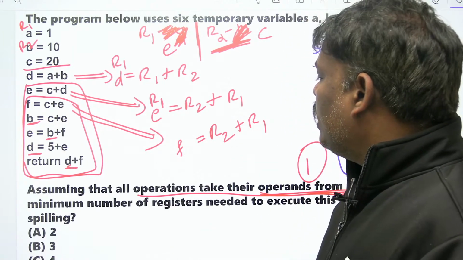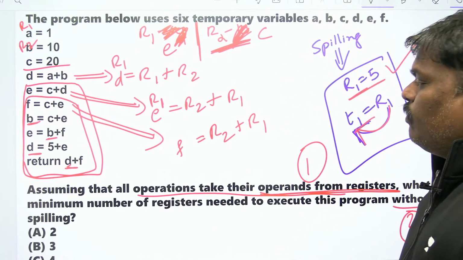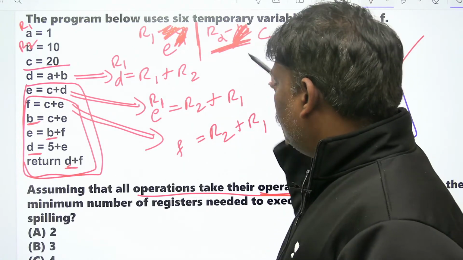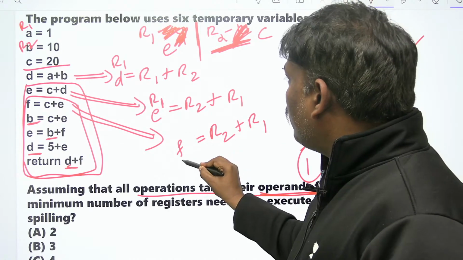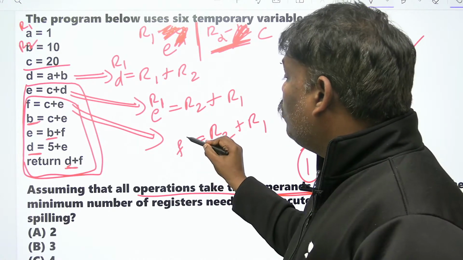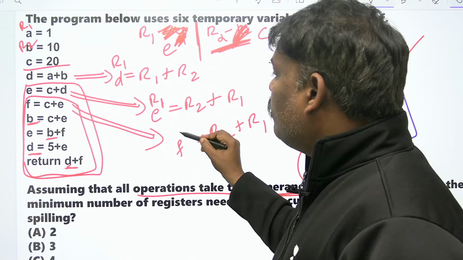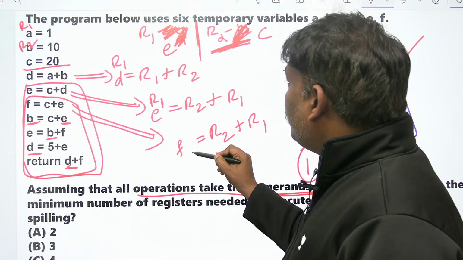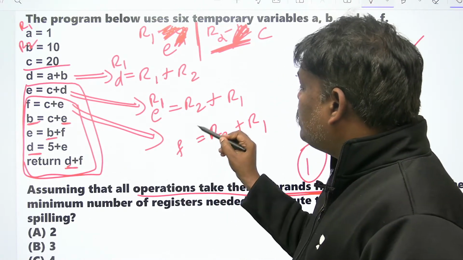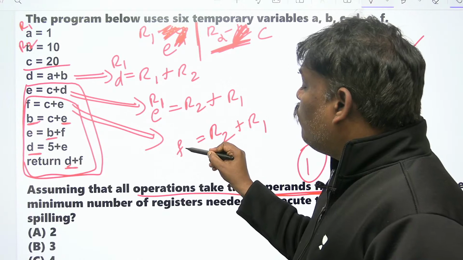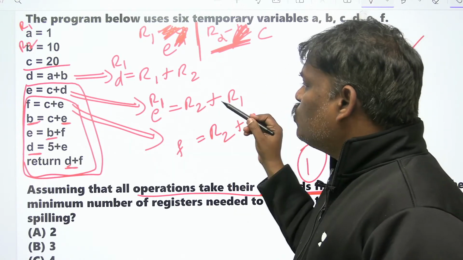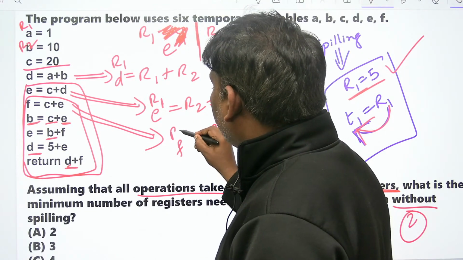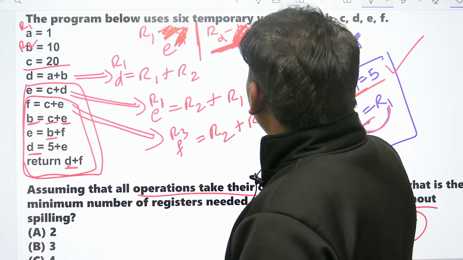For F, can I take a new one or reuse one? Remember, R2 contains C, R1 contains E. Can I replace R1? If I replace R1, I will lose E, but E is required further. I cannot replace it. Can I replace R2? R2 means C, so can I use R2 for F? You will lose C, but C is coming further, so you cannot. So here another register, R3. Remember, R3 is F.